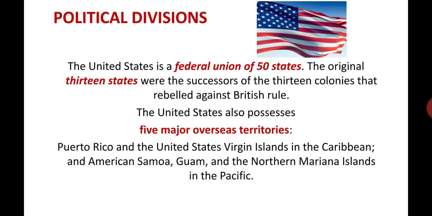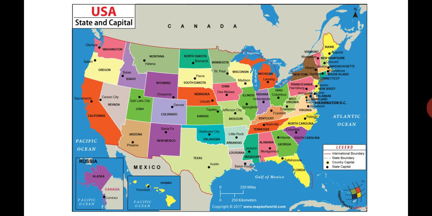Speaking about the political division of the USA, we have already mentioned that the United States is a federal union of 50 states. The original 13 states were the successors of the 13 colonies that rebelled against British rule. The United States also possesses 5 major overseas territories: Puerto Rico and the United States Virgin Islands in the Caribbean, and American Samoa, Guam, and the Northern Mariana Islands in the Pacific.